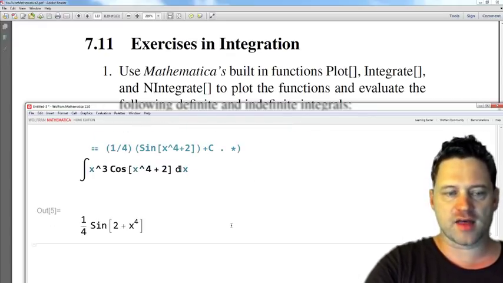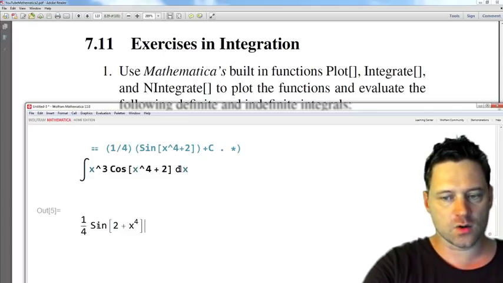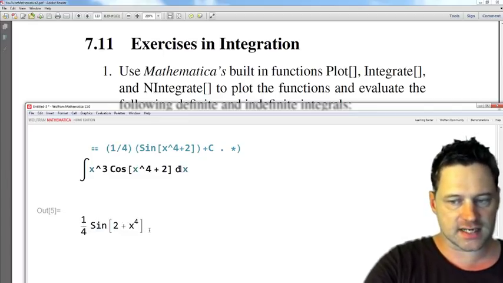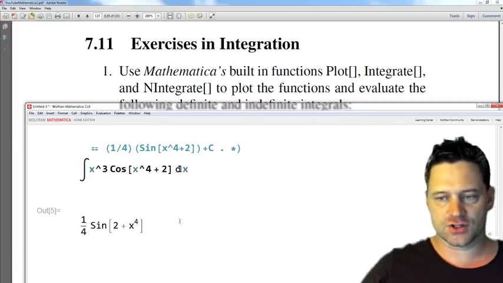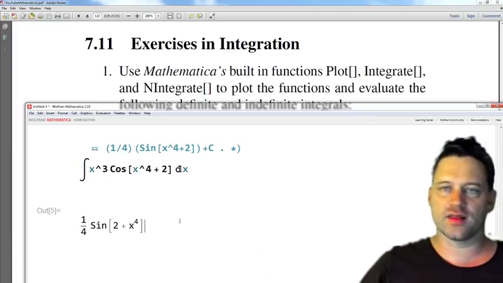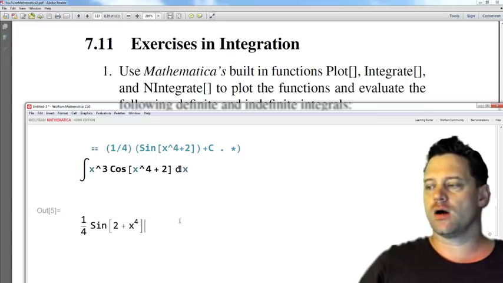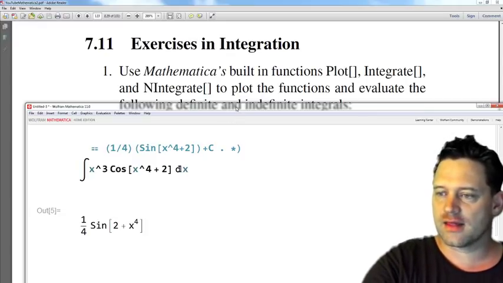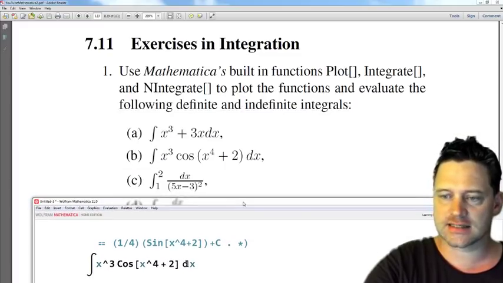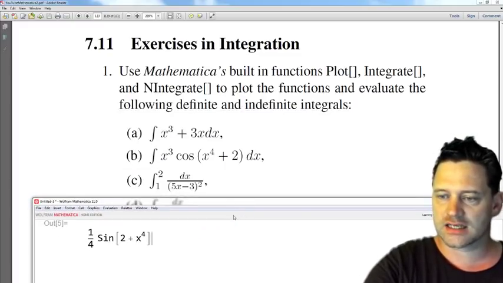All right, now Mathematica says that it is 1/4 sine of 2 plus x to the fourth, but it doesn't include the plus c. All right, now you should note that the plus c should go in there. All right, so we've calculated this in 2 ways. All right, and that is the second question. Let's now do the next one.